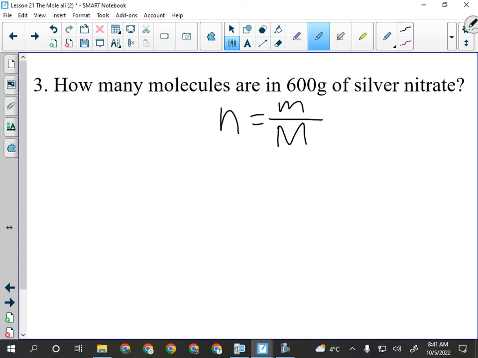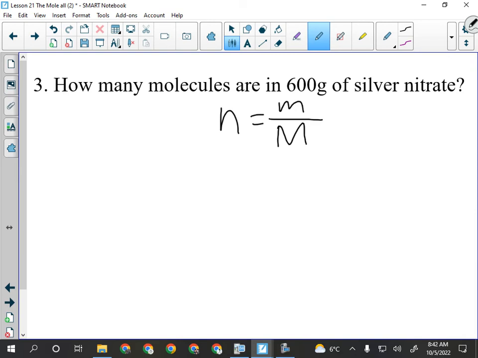So it sort of makes sense. If I have this mass and this is the mass of 1 mole, dividing those things should tell me the number of moles because the grams would cancel. Is everybody okay with that idea? At the end of the day yesterday, we were talking about Avogadro's number and how it can help us to either calculate the number of molecules or the number of moles.